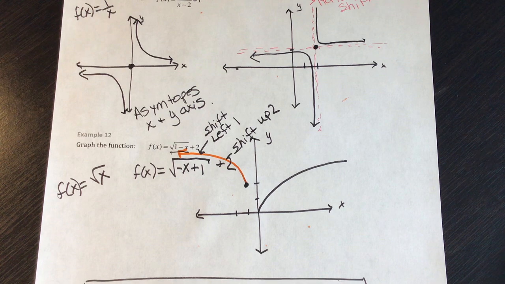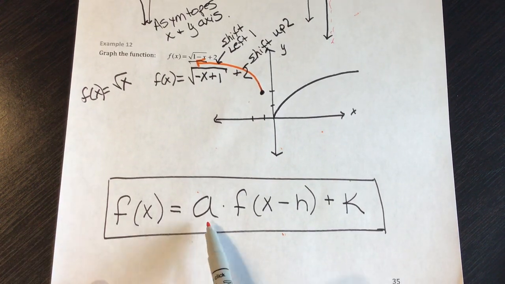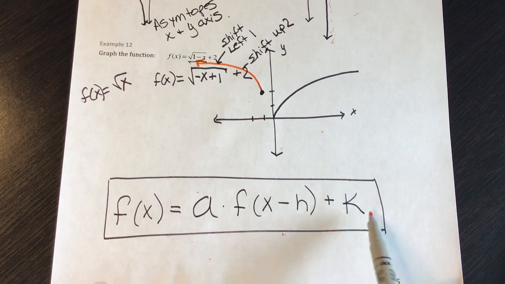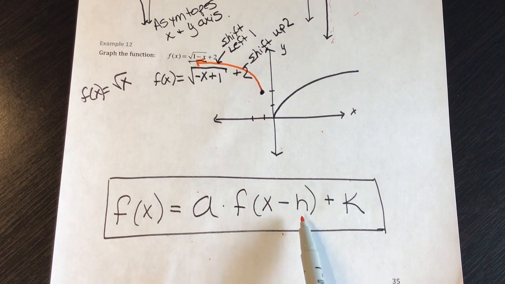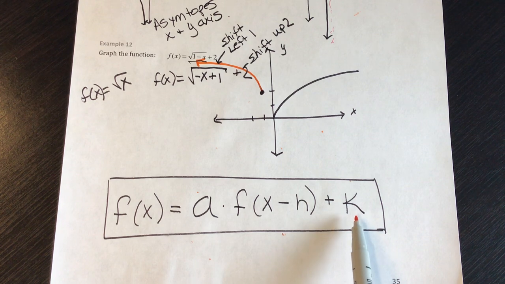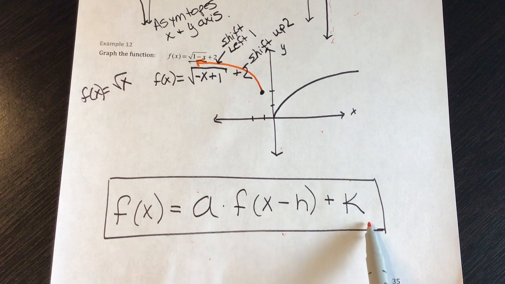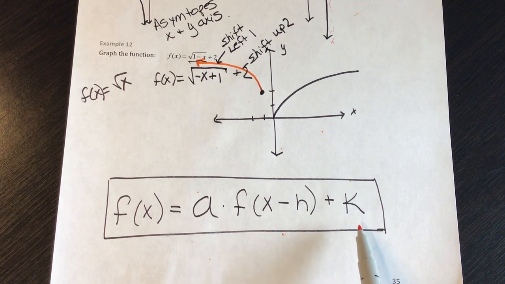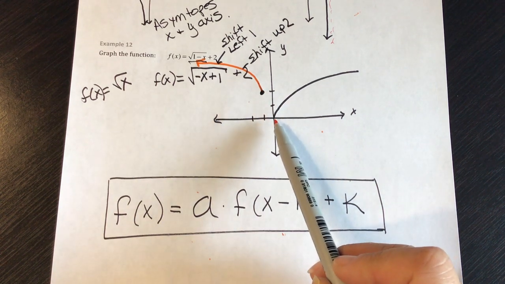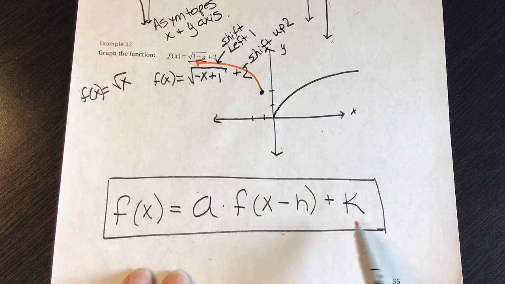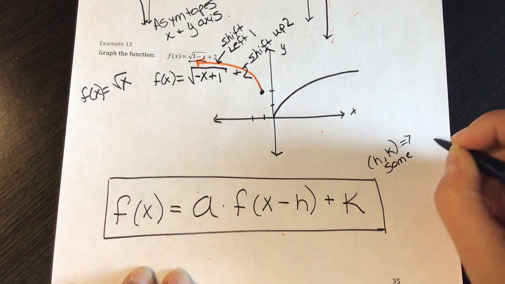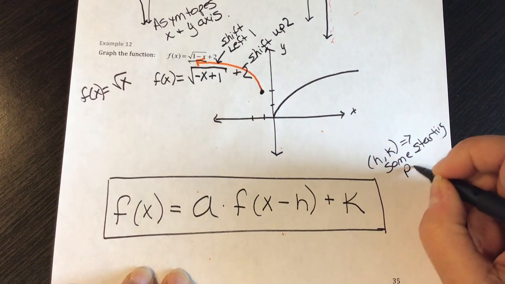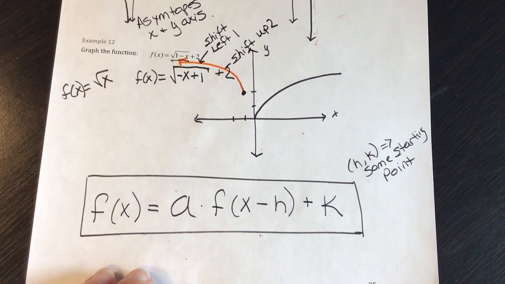to the graph. And down below, I want you to write this down. f of x equals a times the function of x minus h, plus k. We've used h and k before when we were working with circles. And we know that if I took h and k, I have the center of a circle. Same thing's going to happen here. h and k is really going to be our starting point. It could be a vertex. It could be where the asymptotes are going to intersect. It could be the point where I would start my square root function, but it's going to give me some starting point. h and k represent some starting point.